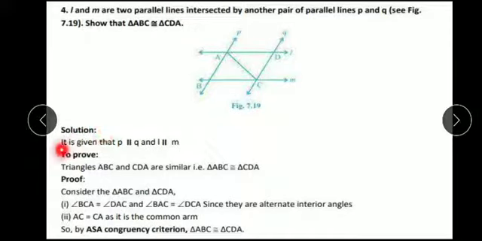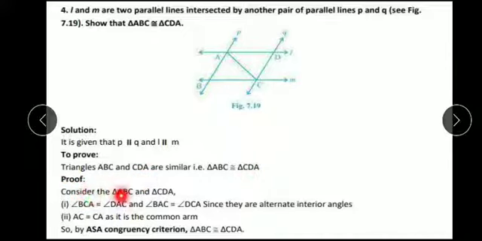First, what is given to us? L is parallel to M and P is parallel to Q. Now what we have to prove? We have to prove triangle ABC and CDA are congruent. We have to prove that this triangle ABC and this triangle ACD, or we can say CDA, are congruent. So now we'll go to the proof.